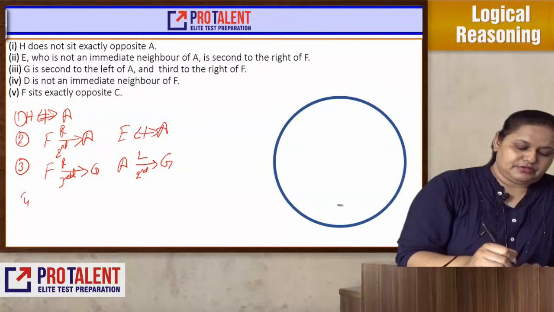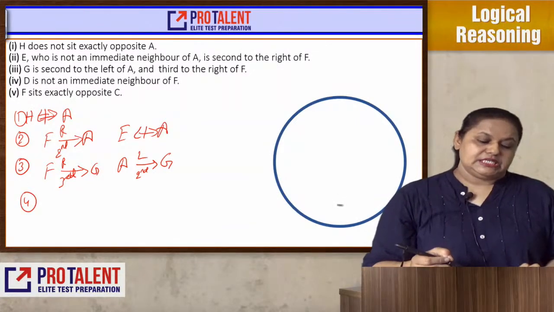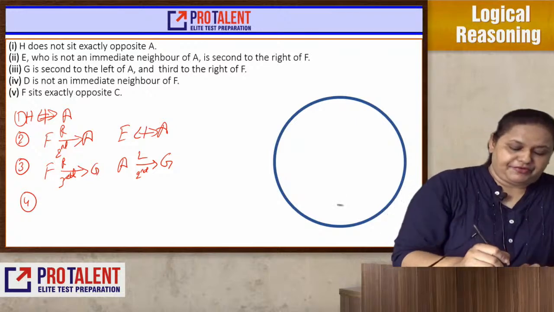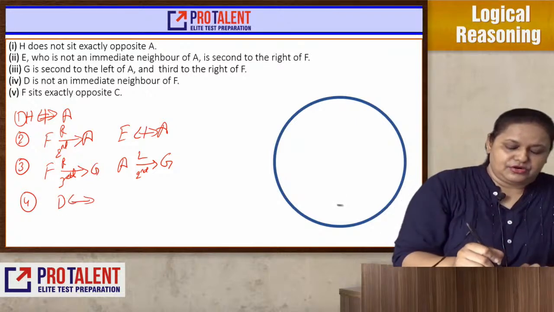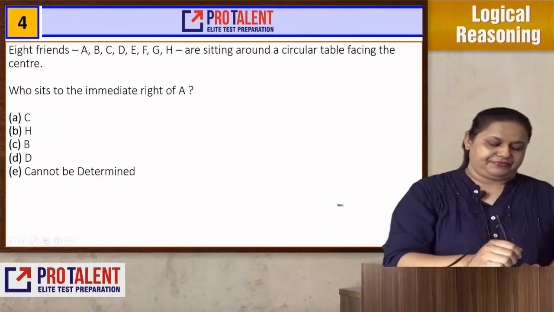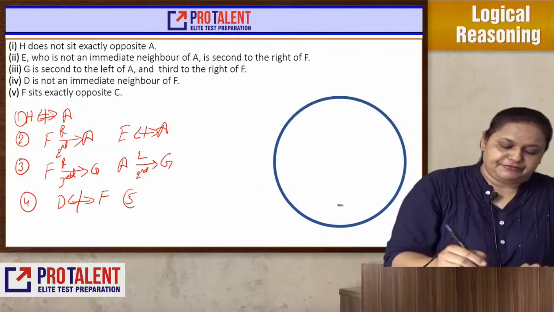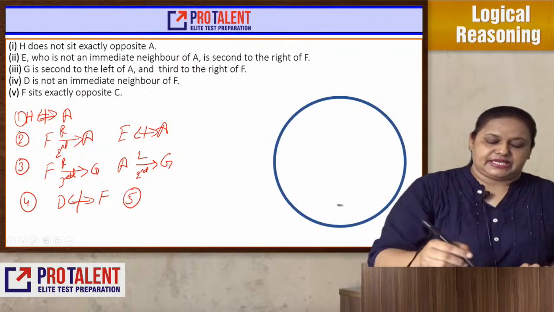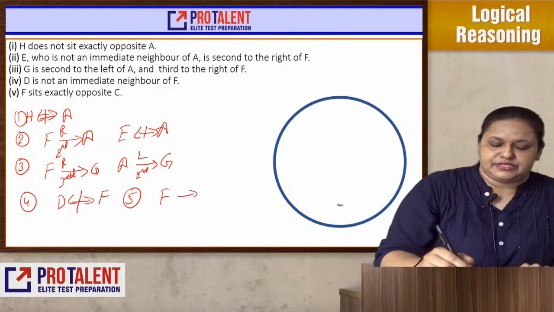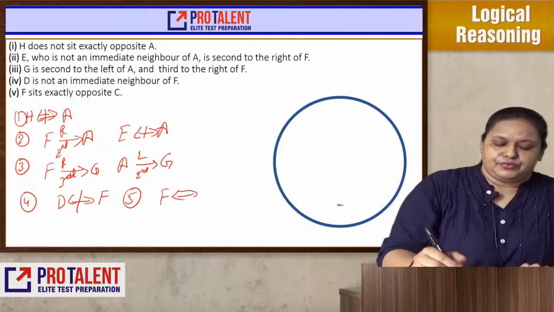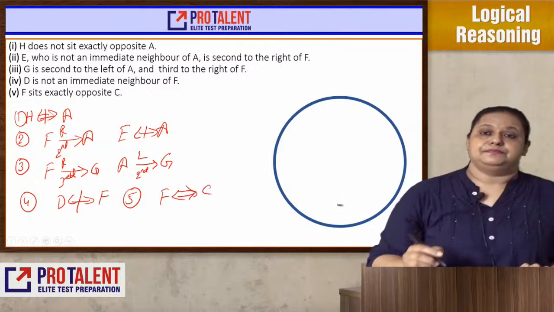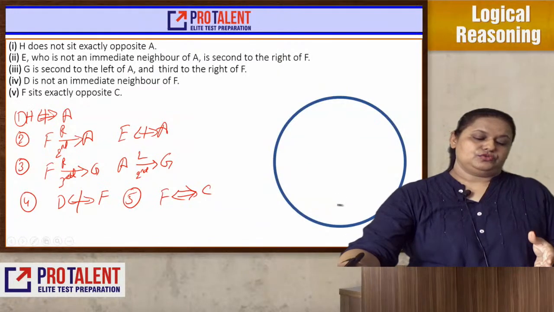Then the fourth is D is not an immediate neighbor of F. D is not an immediate neighbor of F. And the fifth point is F sits exactly opposite C. F sits exactly opposite C. Okay, fine.